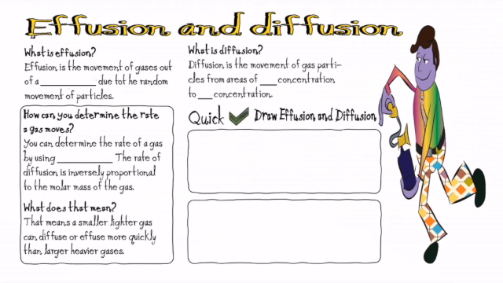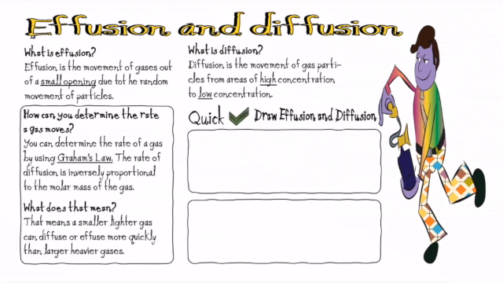Effusion and diffusion. What is effusion? Effusion is the movement of gases out of a small opening due to the random movement of particles. What is diffusion? Diffusion is the movement of particles from areas of high concentration to low concentration. How can you determine the rate a gas moves? You can determine the rate that a gas moves by using Graham's law. The rate of diffusion is inversely proportional to the molar mass of the gas. What does that mean? This means smaller, lighter gases can diffuse or effuse more quickly than larger, heavier gases.